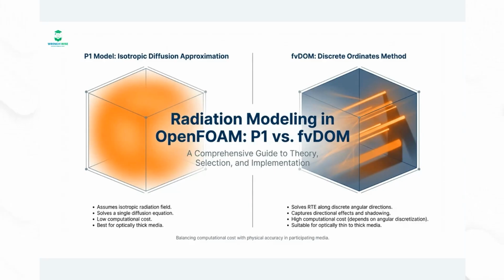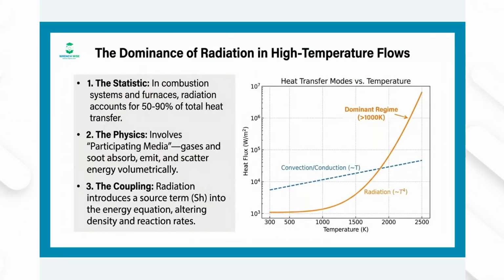But if you have a precise setup with clear sight lines and distinct heat sources like a battery fire, you need the accuracy of FVDOM. Again, let's reinforce this physics one more time. We are looking at heat flux versus temperature. We have conduction, convection, and radiation. The blue dashed line is conduction and convection. It essentially grows linearly. This is what handles cooling in your laptop or car engine, etc.